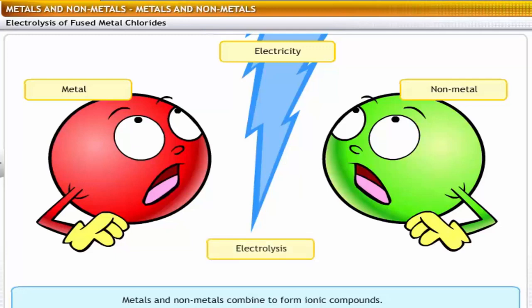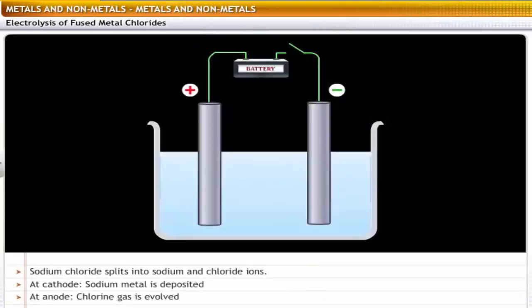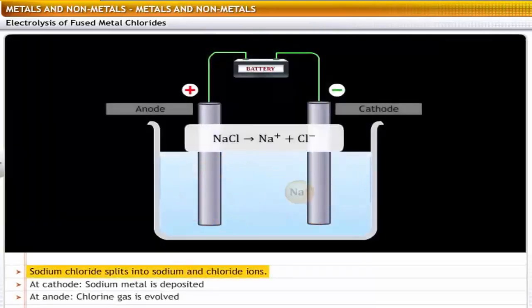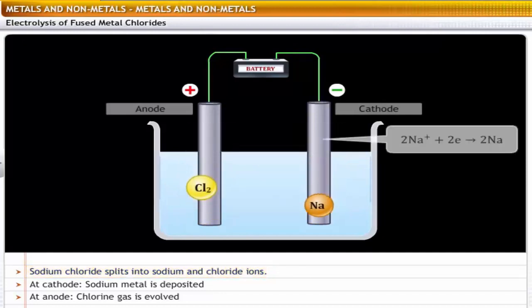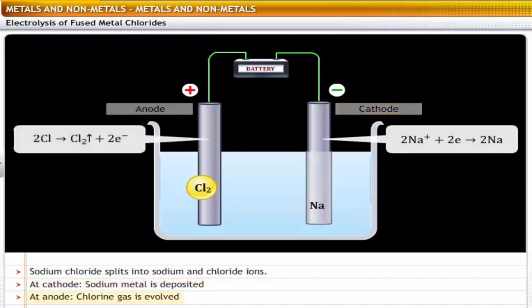To understand how metals and nonmetals are separated through electrolysis, let's consider sodium chloride. On passing electricity, sodium chloride splits into sodium and chloride ions. Sodium metal is deposited at the cathode. The nonmetal chlorine gas evolves at the anode.